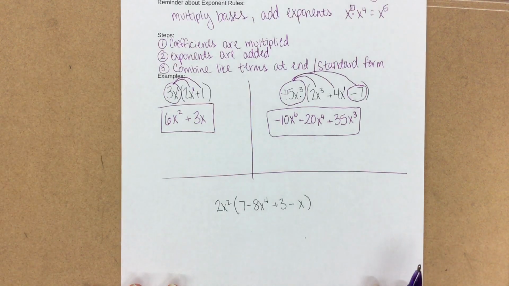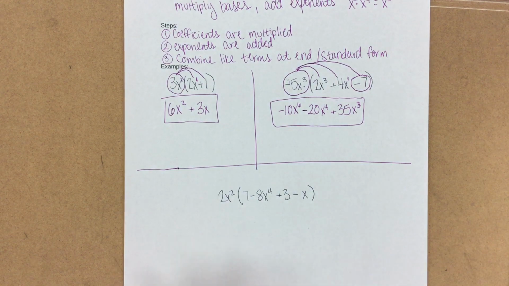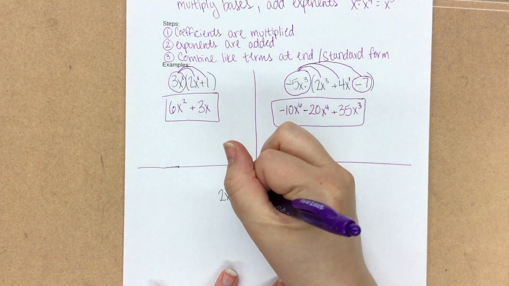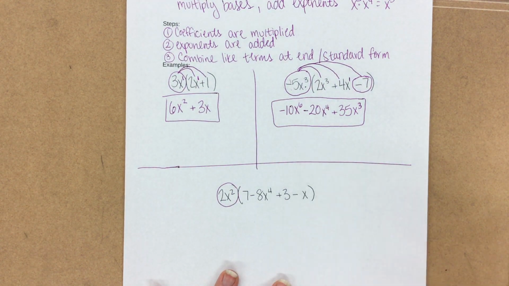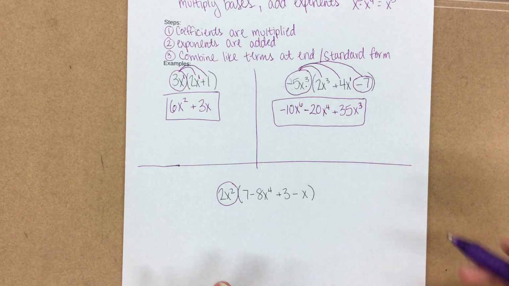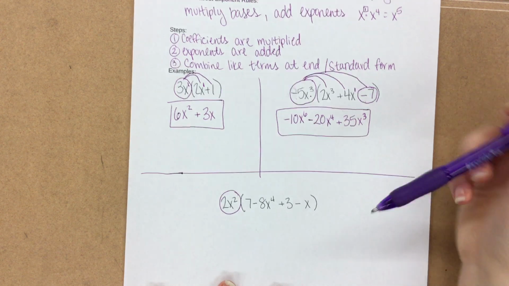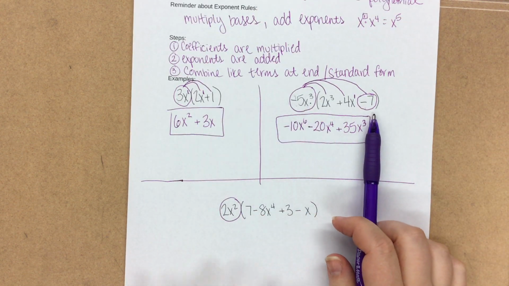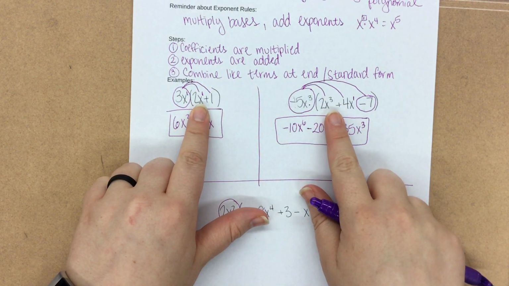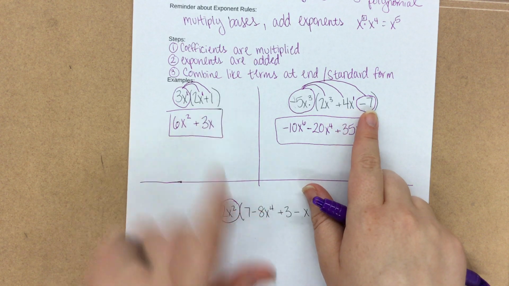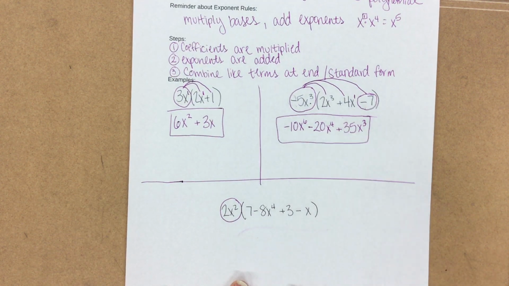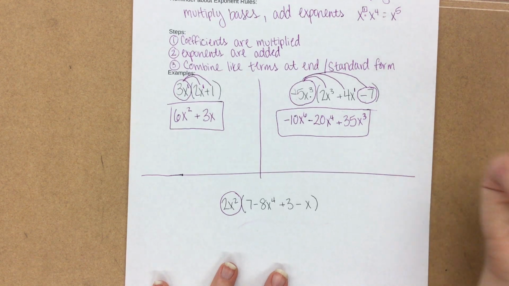All right, let's move on to our last example. I have my monomial 2x squared times this polynomial. There are 4 terms. And I'm guessing I will have to rearrange this into standard form at the end, because if you notice up here, I didn't have to do any rearranging because my binomial and trinomial were already in standard form. This one is not, and I probably have some like terms I'll have to combine.